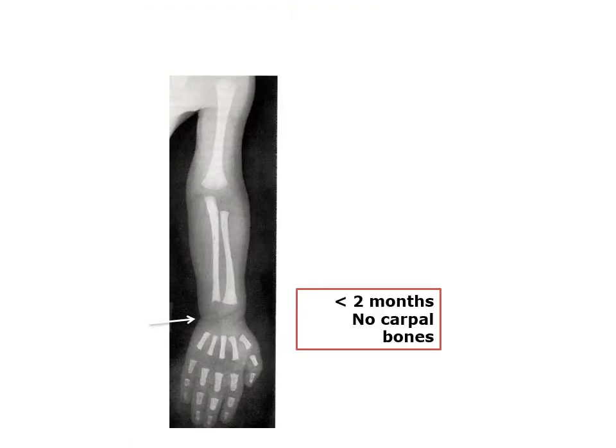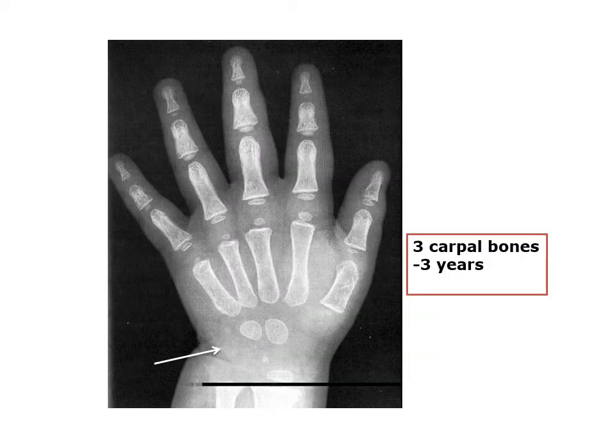So this is at the age of 2 months, a baby will not have any carpal bones. At that time it looks like this. And this is a baby of 3 years. You just remember the number of carpal bones plus 1 gives you the age of the baby. So there are 2 carpal bones, and the third one is just appearing, you can see, and the age is about 3 years.